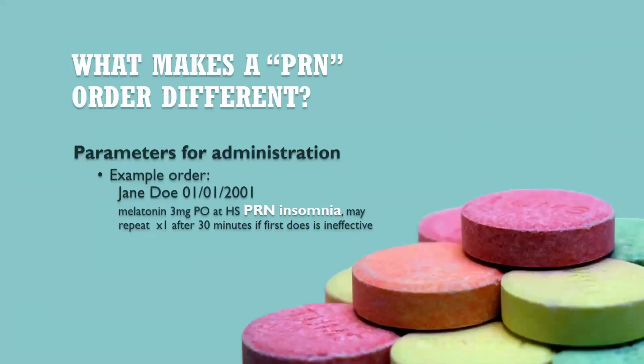So what makes a PRN order different? And that's the parameters for administration. Here's an example order for Miss Jane Doe for 3 milligrams of melatonin orally at bedtime as needed for insomnia. And in this instance, the doctor ordered that you could repeat the dosing 1 time after 30 minutes if the first dose is not effective.